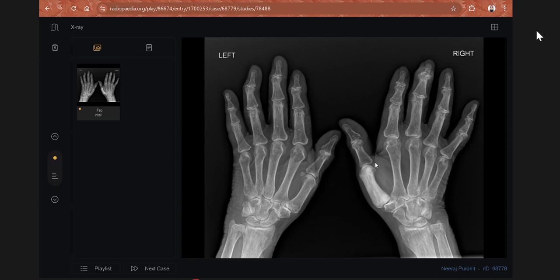Sclerotic, and good to give a differential of mets. I agree. But the differential was Paget's disease. Your approach is very good.